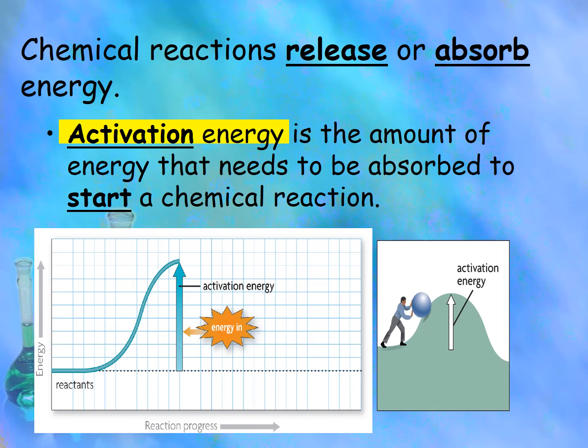Chemical reactions release or absorb energy. And activation energy is the amount of energy that needs to be absorbed to start a reaction. Any chemical reaction requires at least a little bit of energy input to get things going. And so you can think of activation energy like a hill. It takes certain reactions a lot of energy. Some reactions it doesn't require very much. But that hill, for example, is the activation energy. You find the reactants before that hill, and the products are going to be after that hill.